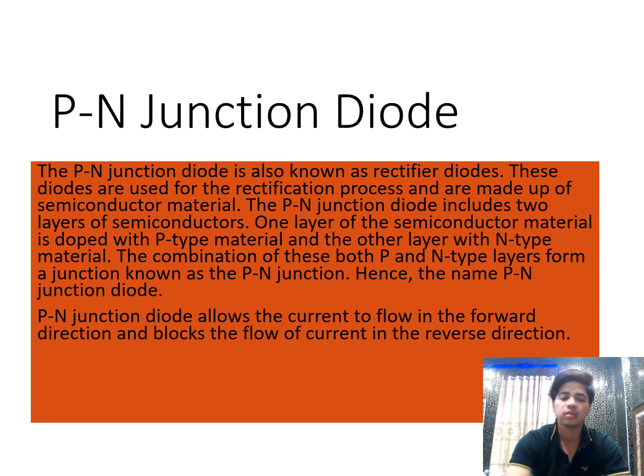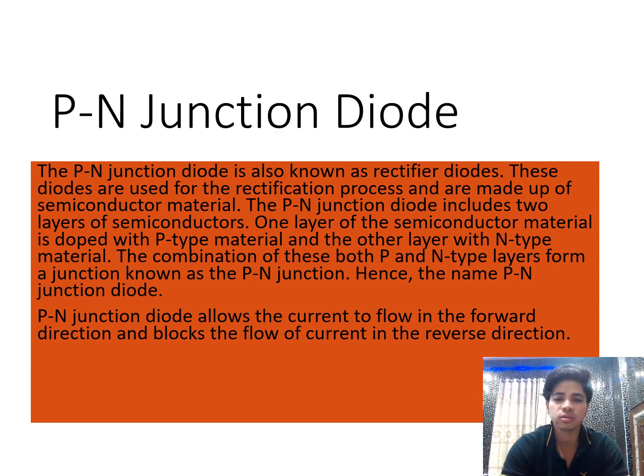p-n junction diode. The p-n junction diode is also known as rectifier diode. These diodes are used for the rectification process and are made up of semiconductor material. The p-n junction diode includes two layers of semiconductors. One layer of the semiconductor material is doped with p-type material and the other layer with n-type material. The combination of both p and n-type layers forms a junction known as the p-n junction. Hence, the name p-n junction diode.